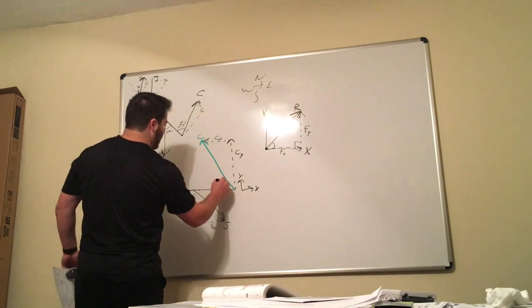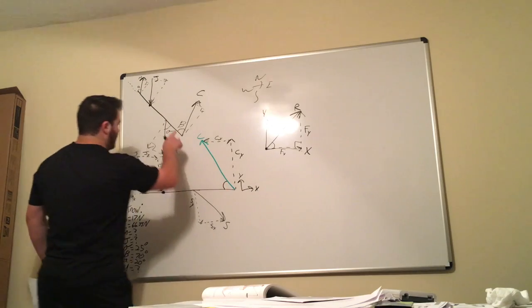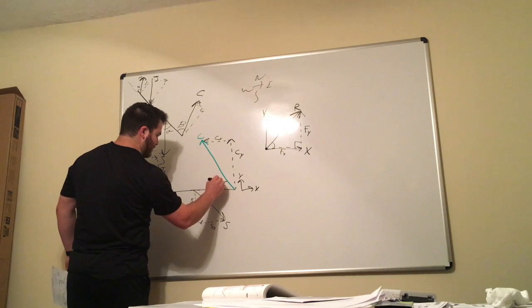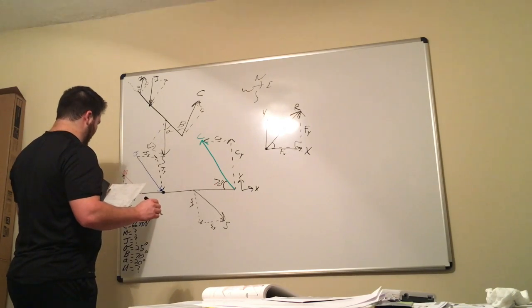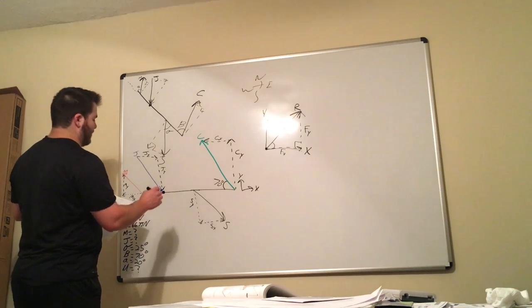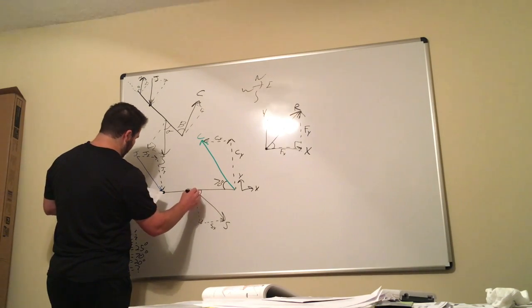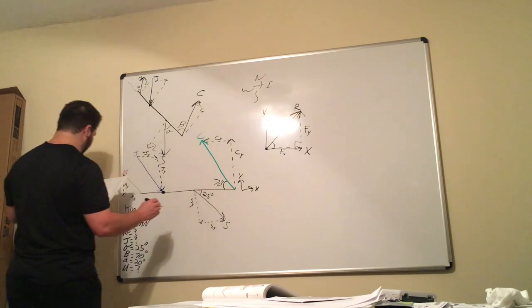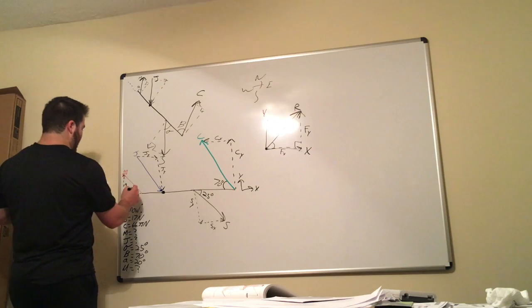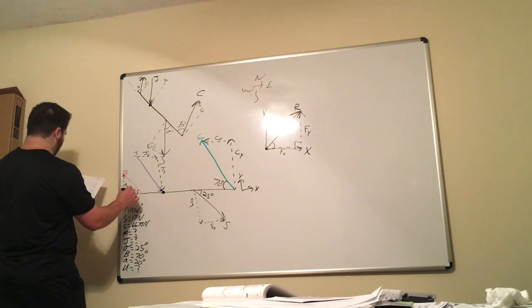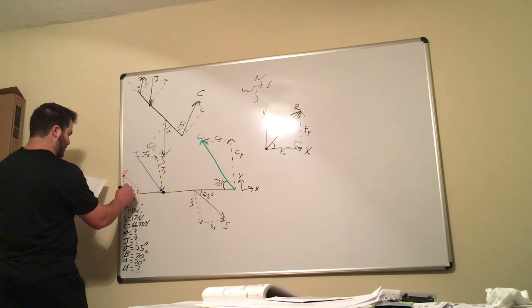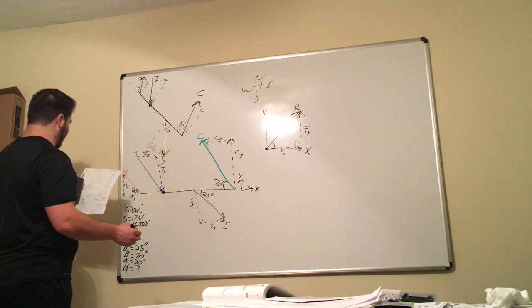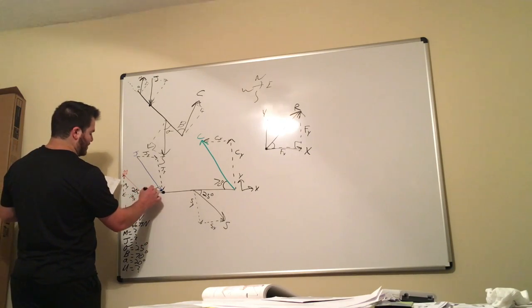Alright, so this is our beta. Our beta we found out is 70 degrees. We have our theta, which is this angle. This is 25 degrees. This angle is 20 degrees. And that's all we know. And this is eventually mu, but we don't know what this is yet.